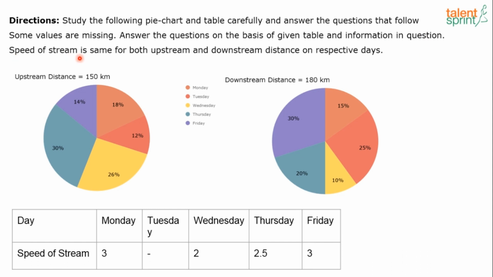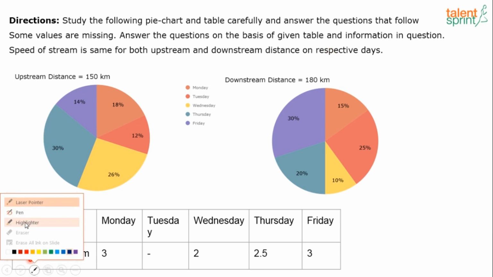Speed of stream is same for both upstream and downstream distance on respective days. So what is the data all about? Look at the data now.